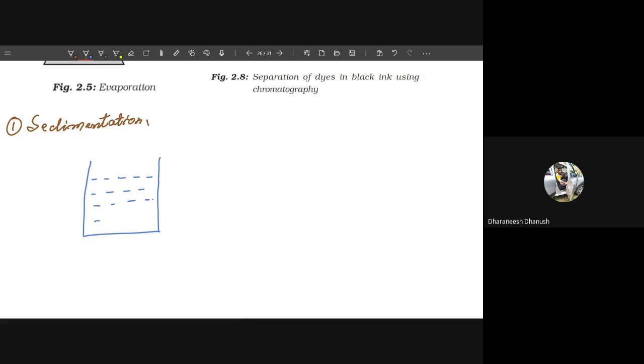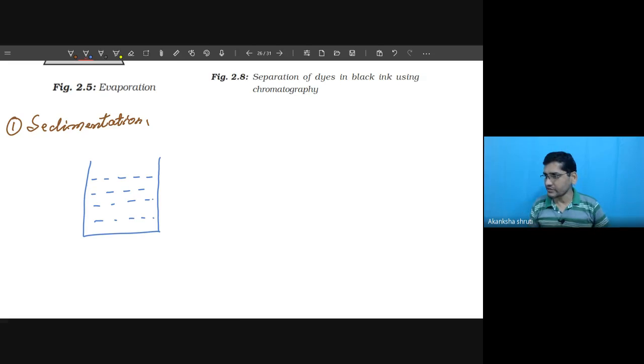Whatever I am drawing, you also have to draw. In the simplest form, I am drawing this figure. In the exam also, you may be asked to draw this. If the particle size is bigger, it is not applicable for the smaller. So draw the bigger particles in this water.